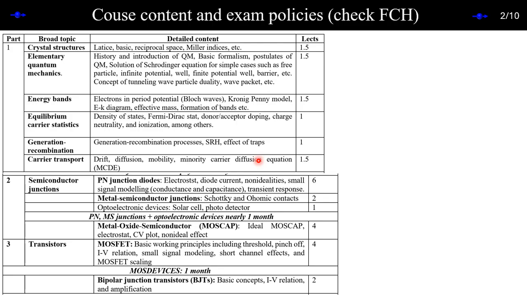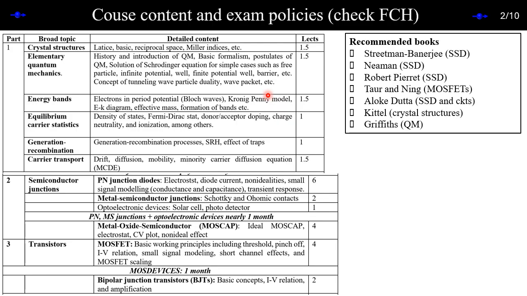Now, this will be helpful for those who are working or will be working in those areas. So this is a broad overview of this course: everything related to devices and how they work. Any questions? Fine.